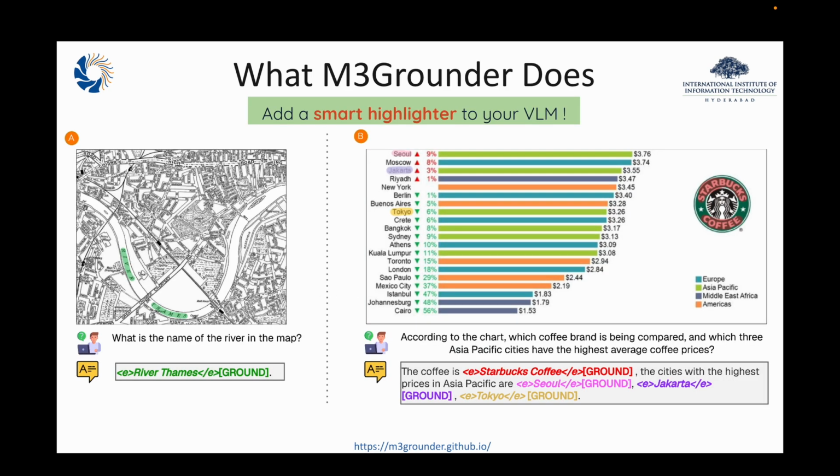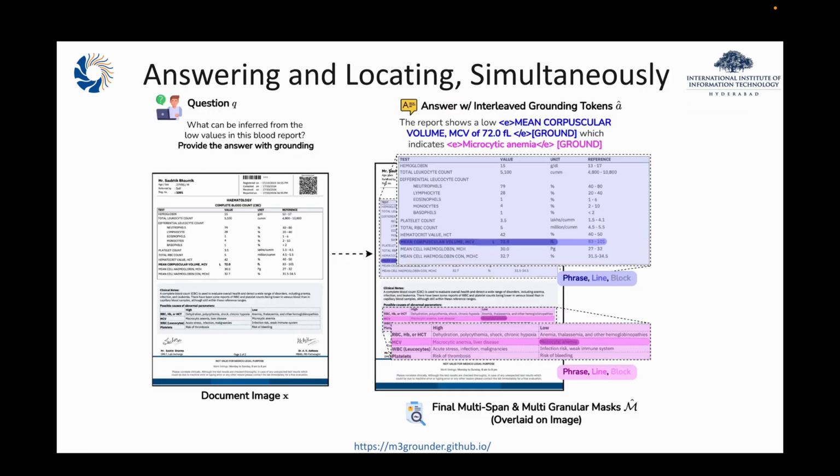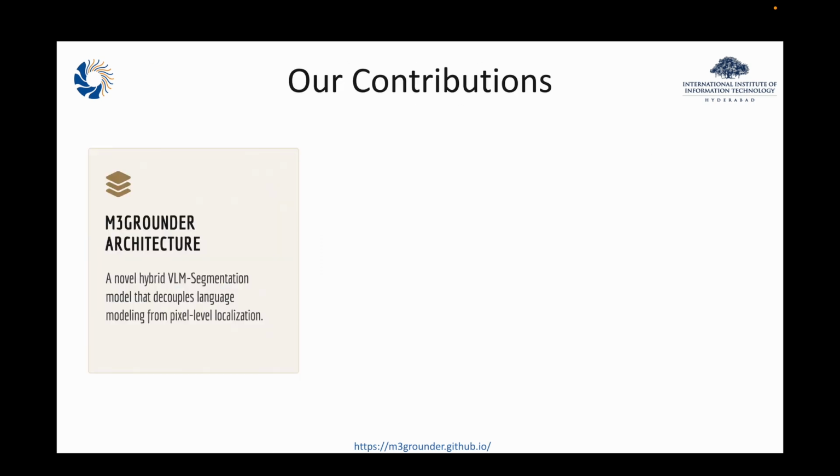M3Grounder acts as a smart highlighter to your VLM. For instance, for a given question, the answer is generated along with the masks of the individual answer span. M3Grounder also works at 3 different levels, that is 3 different granularities: phrase level, line level, and block level. Answering and locating happens simultaneously in the M3Grounder architecture. That is, given a question and the document itself, the answer is generated along with the masks in the same time.